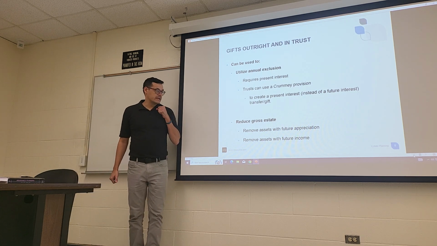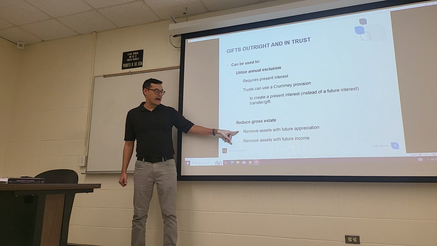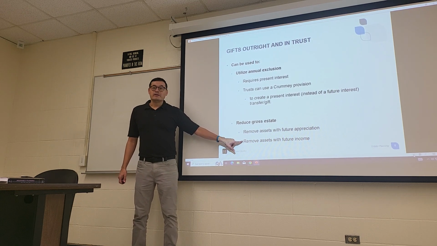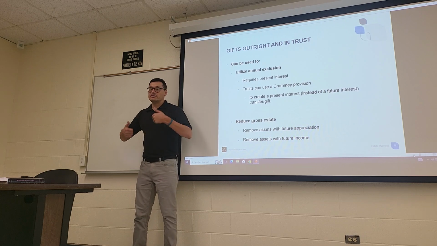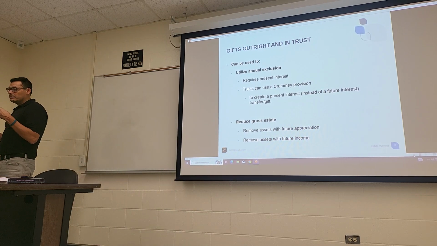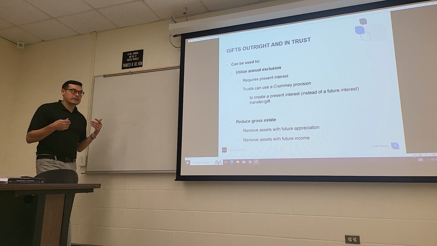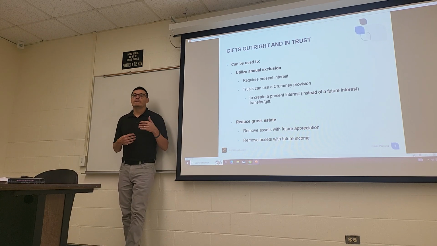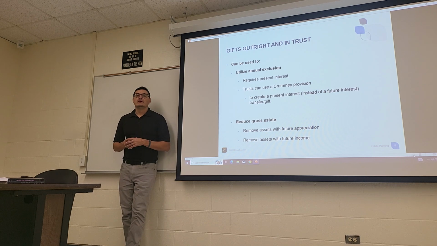To reduce the gross estate, again, we want to remove assets with future appreciation and assets that will have income. Because if you have income, your estate's just going up. I know it might not sound intuitive, but think about it in terms of grandma and grandpa, getting close to the end of life. They really want to transfer these assets to family members no matter what. They just want to do it in a manner that they're not going to be taxed.